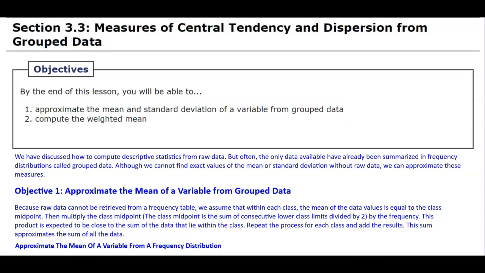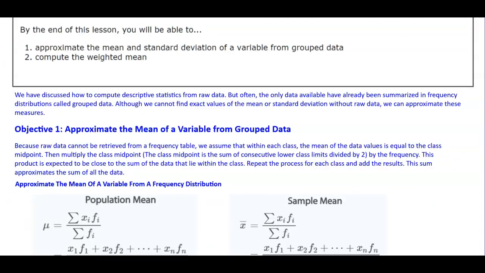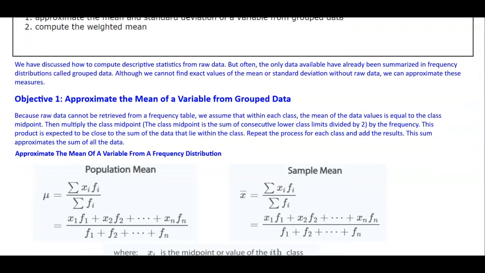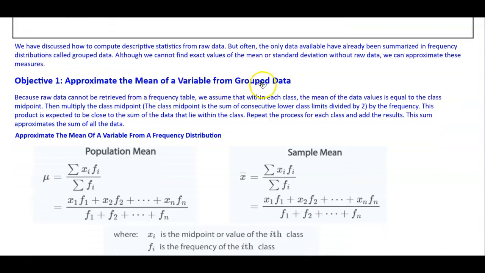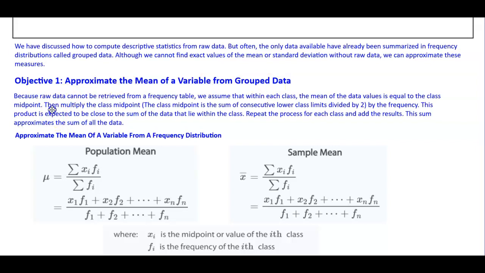So objective number one: we're going to approximate the mean of a variable from grouped data. Because raw data cannot be retrieved from a frequency table, we assume that within each class, the mean of the data values is equal to the class midpoint. And then multiply the class midpoint, which again is the sum of consecutive lower class limits divided by 2, by the frequency.